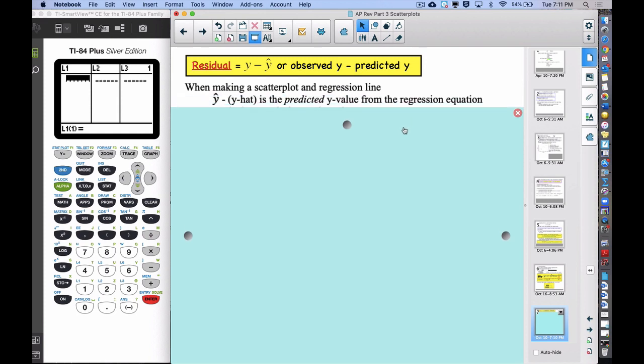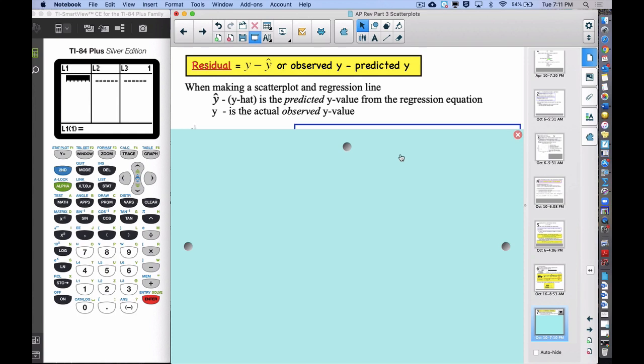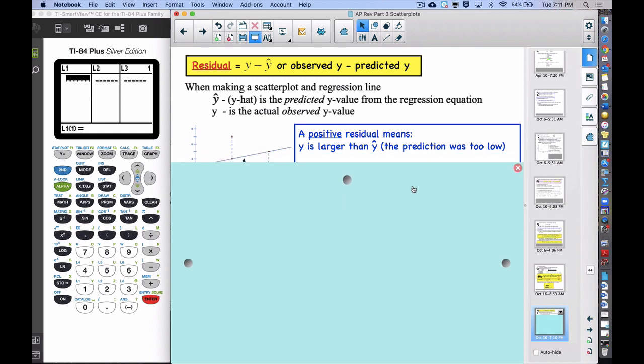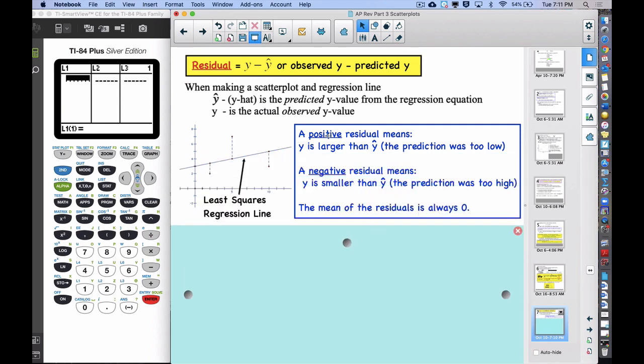When you're making a scatter plot and a regression line, just make sure you know which is which. Y hat is the predicted. Y is the actual observed y value. And when you're looking at a graph, you should know that a positive residual means your y value is actually larger than your y hat value.